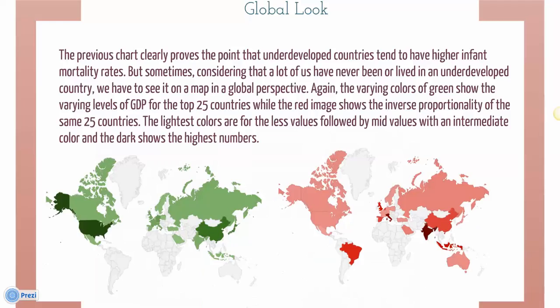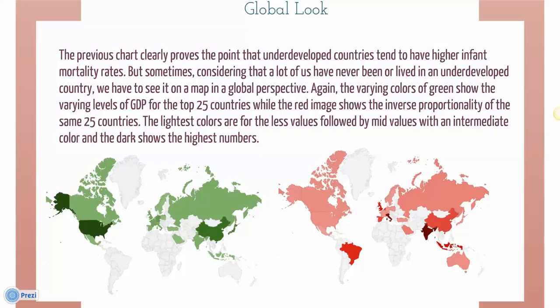And sometimes it's hard to see just a bar graph and numbers and relate that to the world. But if you look at this graph, it shows the same information in varying shades of colors. So the top 25 countries for GDP, which are the highest GDP producing countries, are in green and red. And the green shows the highest GDP is the darkest green, and the lowest the lightest green. On this other side the lowest IMR is the lighter colors, with the darkest being the highest IMRs.